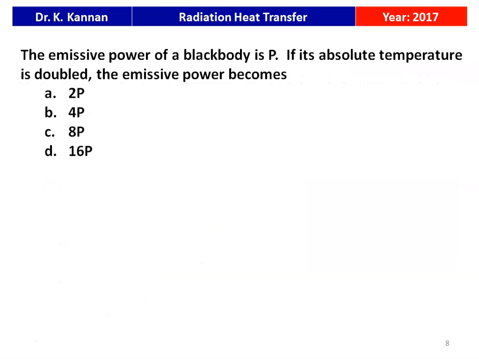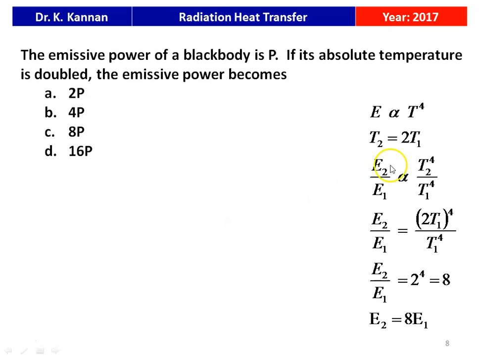The next question from 2017 question paper: the emissive power of a black body is P. If the absolute temperature is doubled, the emissive power becomes 2P, 4P, 8P, 16P. So emissive power is proportional to the temperature to the power 4. Actually, emissive power equal to sigma into T to the power 4. We have T2 equal to 2 times of T1. So we calculate E2 by E1 equal to T2 to the power 4 divided by T1 to the power 4.